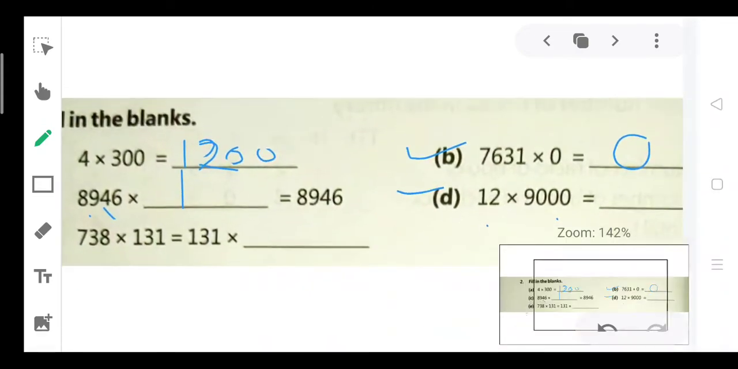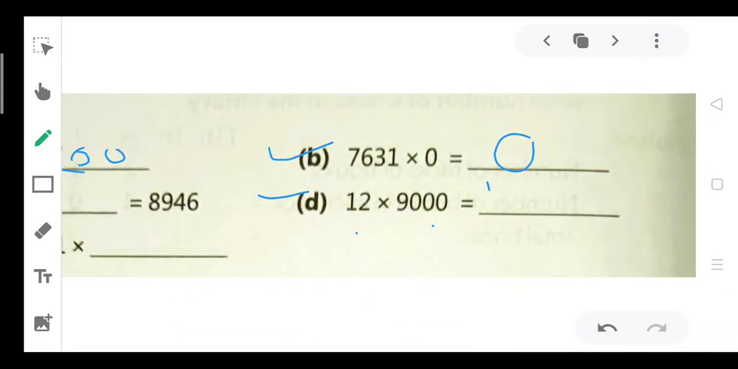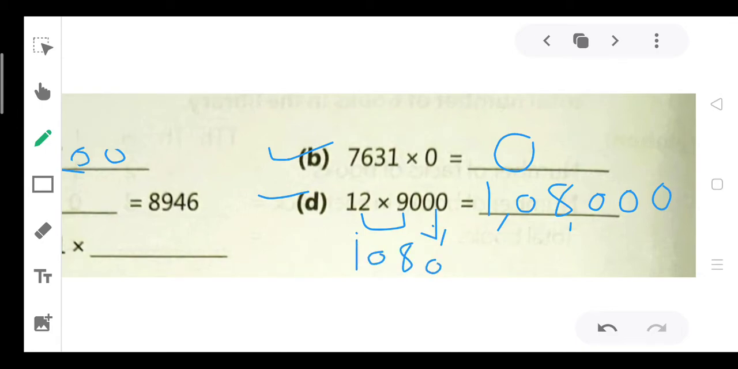It is 1,08,000. Non-zero digits firstly multiply, it is 108, and then put these 3 zeros at the back. Clear?